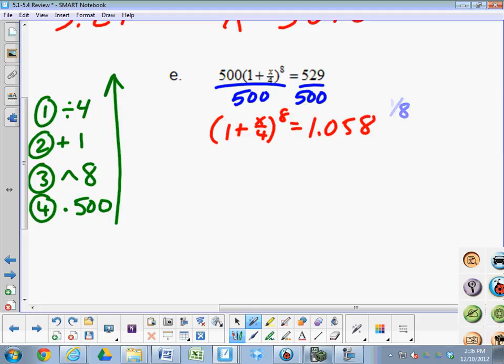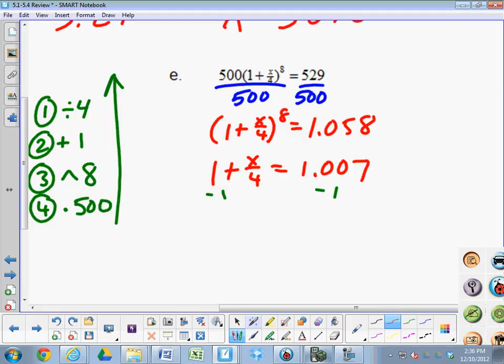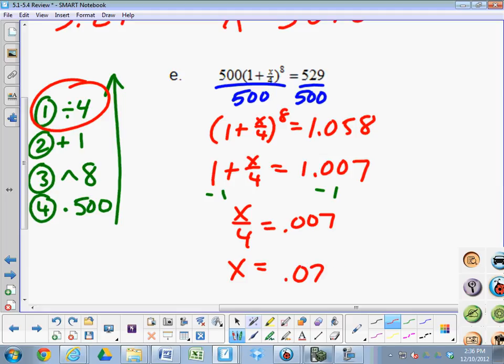And what do you get? Okay. That gets rid of the 8 exponent. Then, the opposite of adding 1, take away 1. And finally, multiply both sides by 4 to get rid of the dividing by 4, and you should get 0.028, which, if I said round to the nearest hundredth, you would say 0.03.